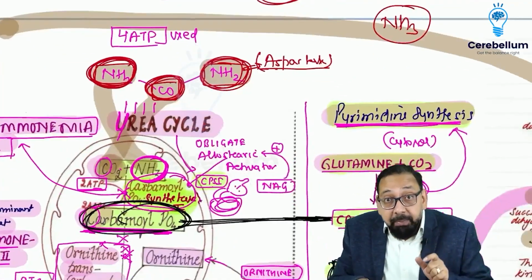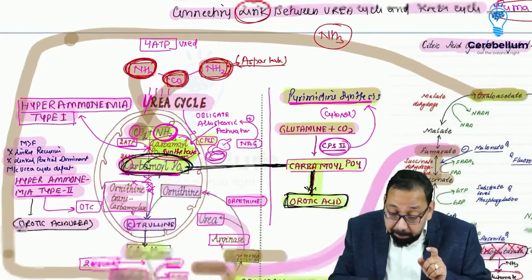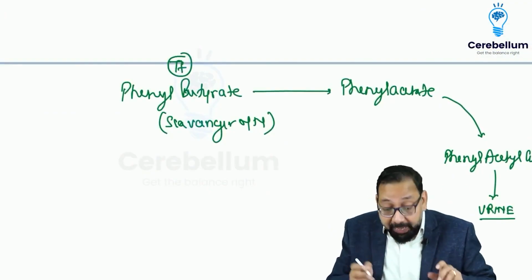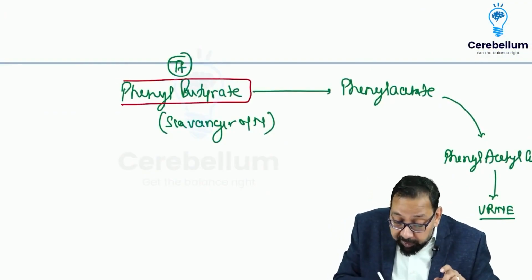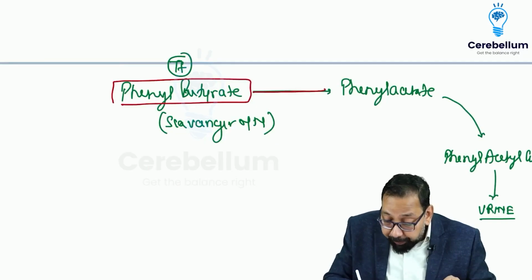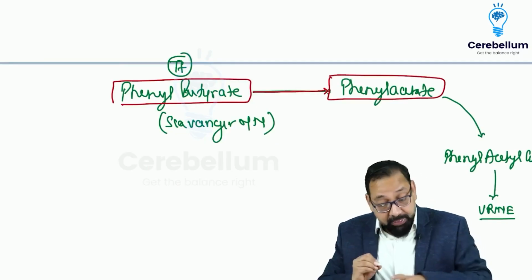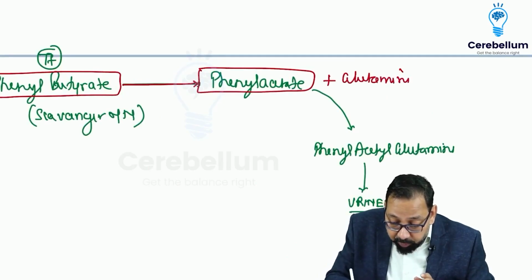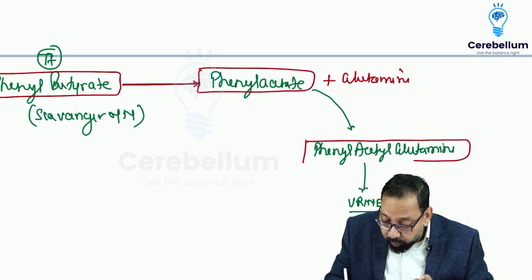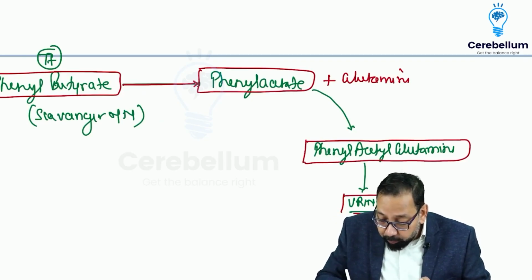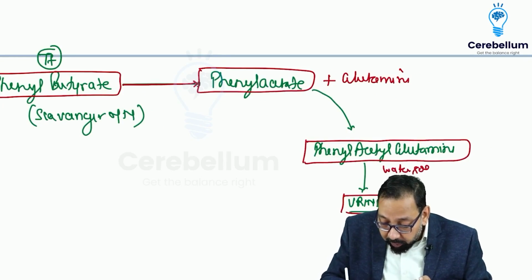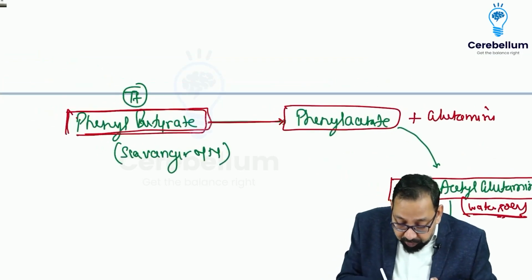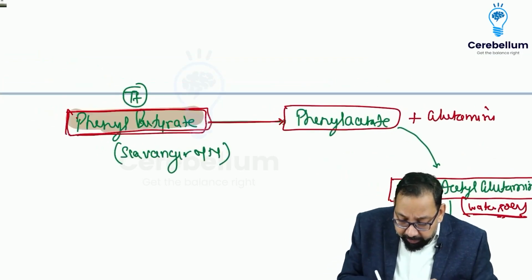And what is the treatment of urea cycle defect? If hyperammonemia is there, we have a scavenger of nitrogen, that is phenyl butyrate, which is a prodrug, which is converted to phenyl acetate. Yes, phenyl acetate binds with glutamine to form phenyl acetyl glutamine, which is water soluble and excreted in urine. So in this way, phenyl butyrate is used in urea cycle defect.